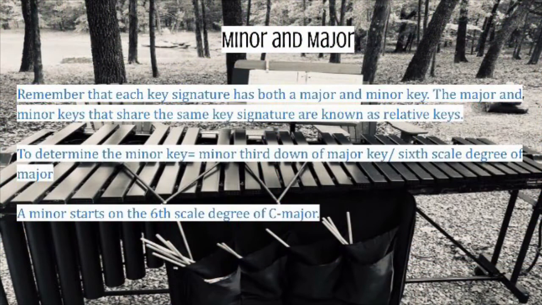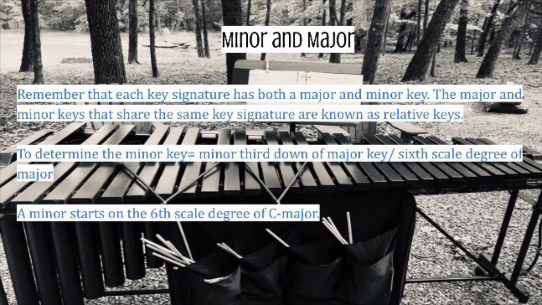On the flip side, you have to remember that there are also minor scales and minor key signatures. There's not a totally different subset of minor key signatures. They're actually the same thing. So now we talk about relatives. Remember that each key signature has both a minor and a major key. The minor and major key that share the same number of sharps and flats are known as relative keys.